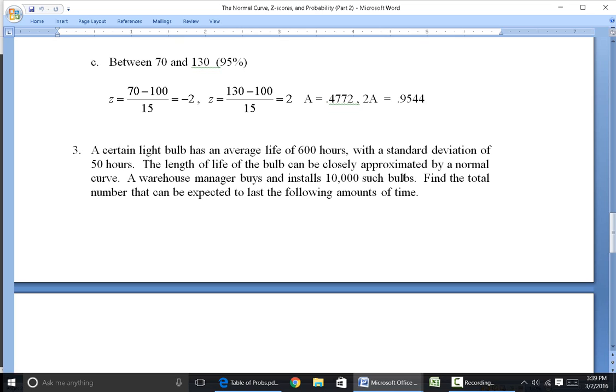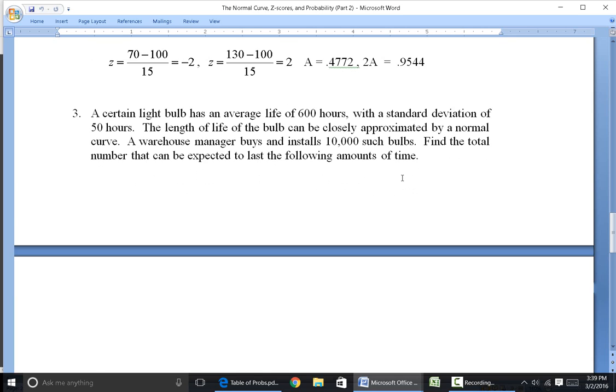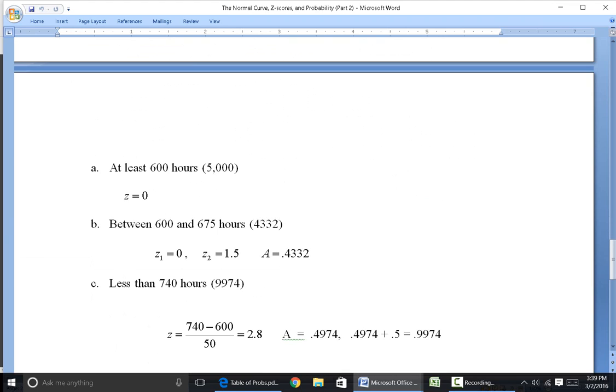So in this case, we want the total number. Basically what we're going to do is find the percent that would fall in that particular category, and then multiply it by the number installed, which is 10,000. Okay, so say at least 600 hours. You want to know how many we would expect to last at least 600 hours. Well, 600 hours, remember, that's the mean. So that would be right in the center, your 0. To the right, that's 50%. So 50% would be expected to last the 600 hours. So 50% of 10,000 is 5,000. So the answer is 5,000.